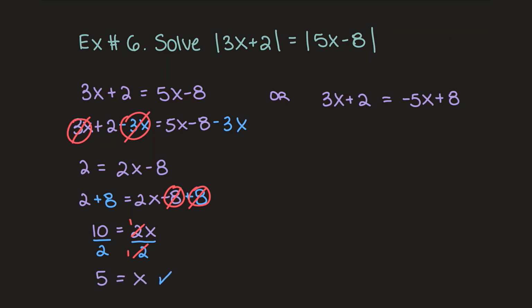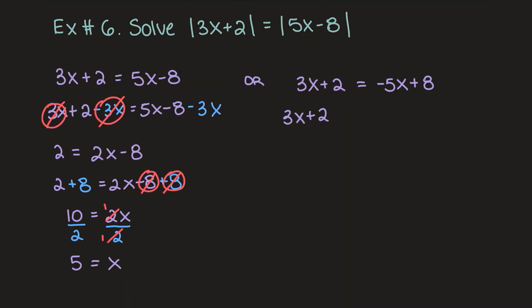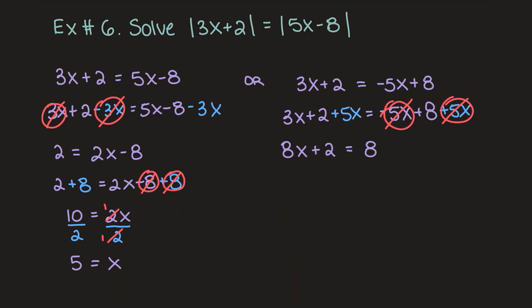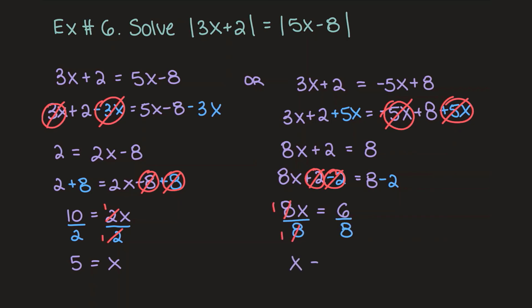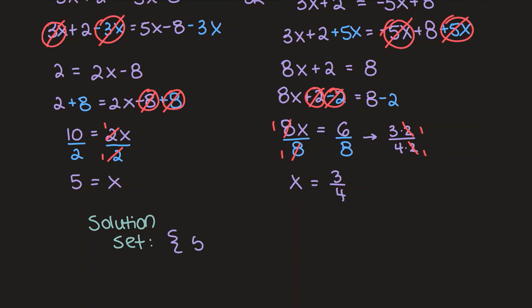For the other equation, to get x by itself, we can add 5x to both sides. So simplifying, we get 3x plus 5x, which is 8x, plus 2 equals 8. Next, we subtract 2 from both sides and simplify. And then we divide both sides by 8. We can simplify the right side by dividing out the common factor of 2, so we're left with x equals 3/4. So our solutions are 5 and 3/4.